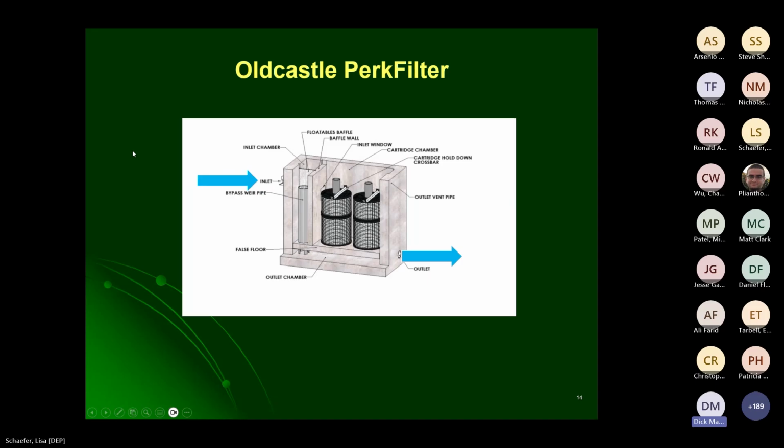I told you there are perk filters. This is one put out by Oldcastle Infrastructure. Fluid comes in at an inlet. There's a bypass weir pipe, which means if the fluid goes above that level, it will bypass the treatment chamber down through that pipe, and therefore it will then match the outlet as well. So that would be untreated stormwater. And obviously the performance of this device had to treat up to a level that they avoided bypass, or it had to be included.